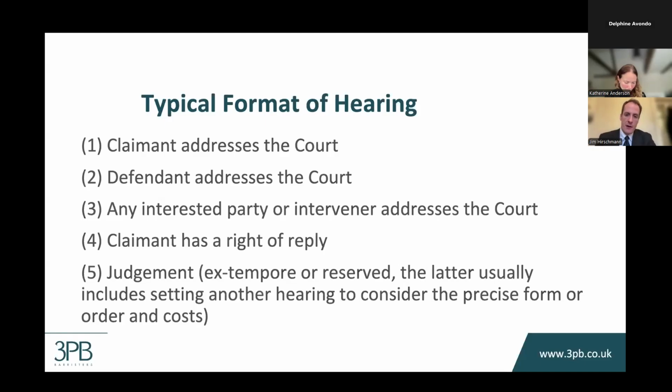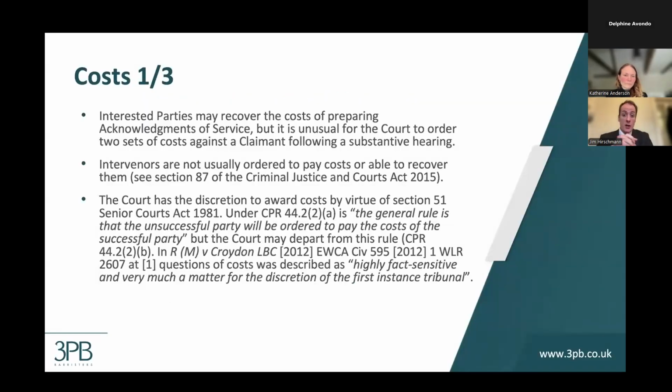Very often, the hand down will be electronic, so the judgment will simply be emailed and then published on the National Archives, and then costs submissions will be made in writing. So costs, how are they determined?